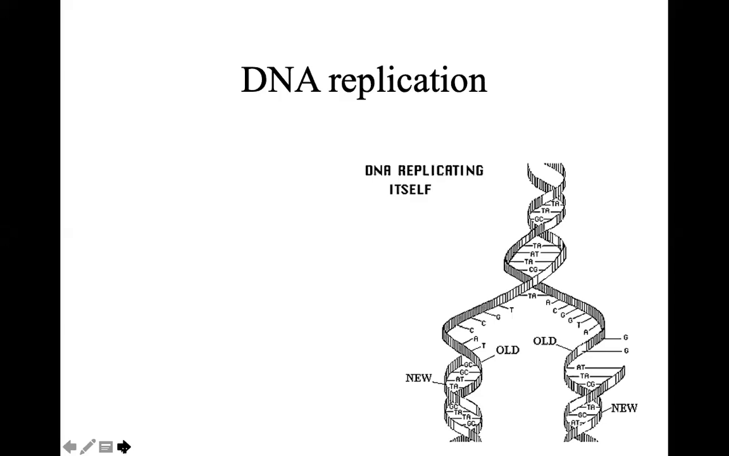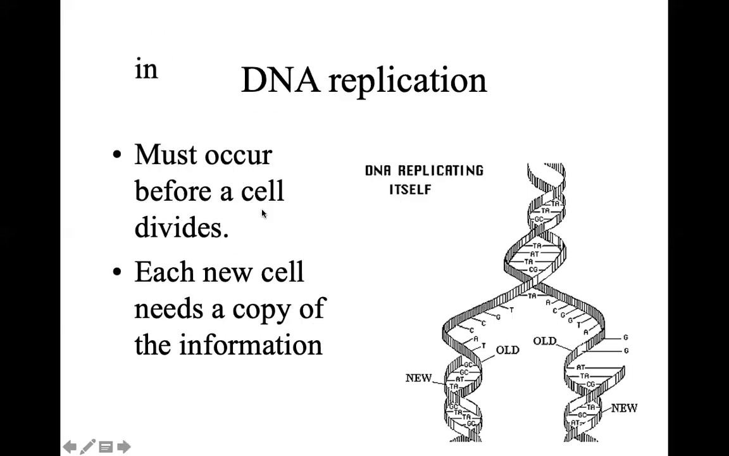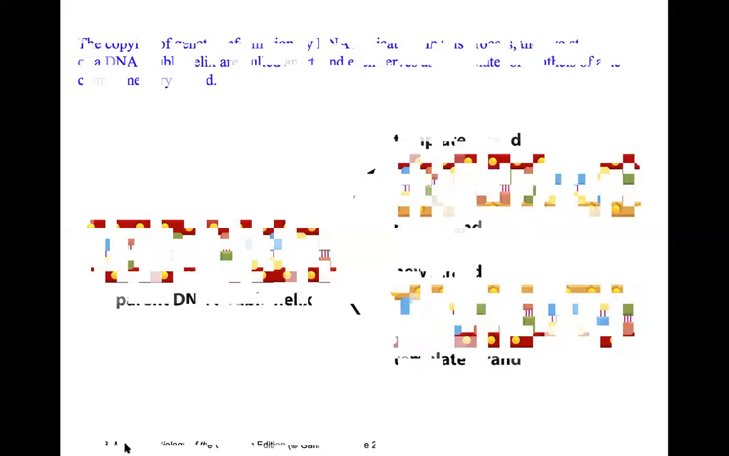And in the laboratory, by using a PCR machine, we can make DNA copies. So replication must occur before the cell divides. Each new cell needs a copy of the information in order to grow equally. So this is the parent DNA structure. It separates into two single strands, and then a new strand is synthesized in the cell, and one DNA becomes two. So this can be divided first, and then a new cell is developed.